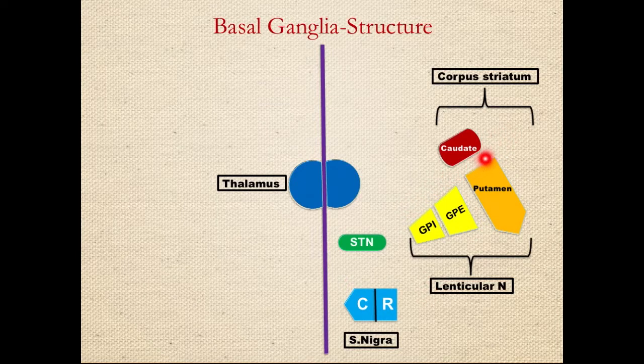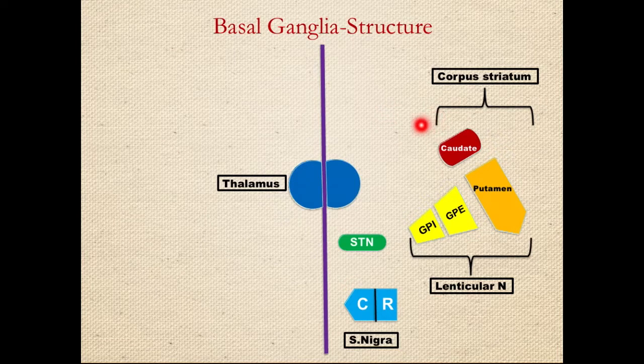So medial to the internal capsule are the caudate nucleus and the subthalamic nucleus. Subthalamic nucleus will be medial to the internal capsule but below the thalamus. And what about the caudate nucleus? Caudate nucleus was medial to the internal capsule but lateral to the lateral ventricle.